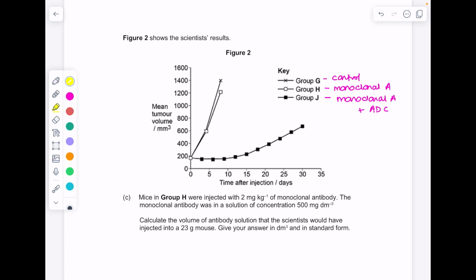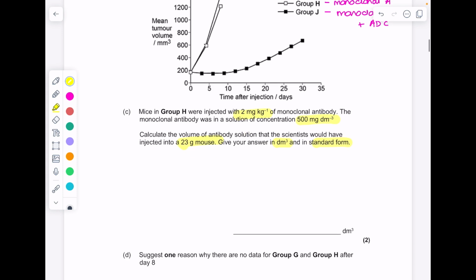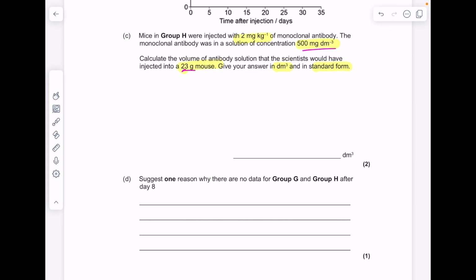Mice in group H were injected with 2 milligrams per kilogram of monoclonal antibody. The monoclonal antibody was in a solution of concentration of this. Calculate the volume of antibody solution that the scientists would have injected into a 23-gram mouse. Give your answer in dm cubed and standard form. The hardest thing with these questions is dealing with the units, so you must pay super careful attention to these. So it says the mice were injected with 2 milligrams per kilogram of monoclonal antibody, and we're told that we have a mouse which has a mass of 23 grams. So the first thing we want to do is find out the mass of the mouse in kilograms.